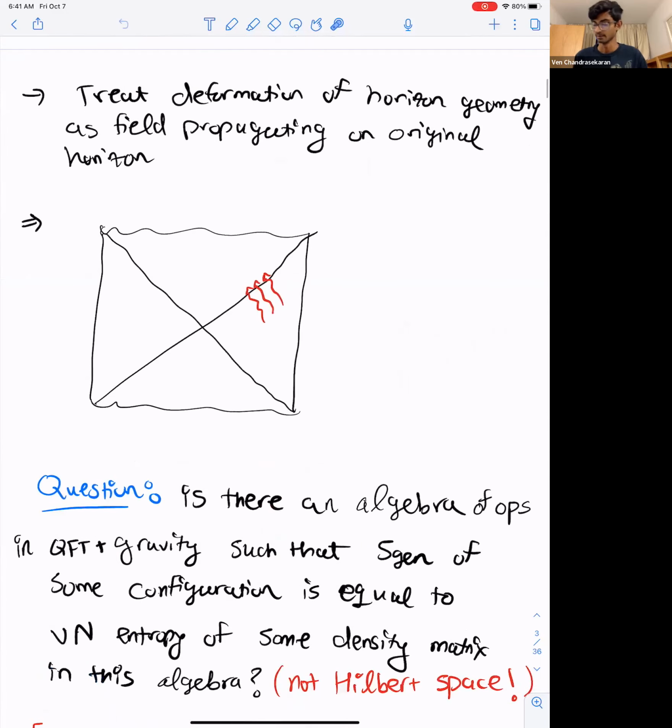Okay, so for this kind of setup, I want to ask the following question. Is there some algebra of operators in quantum field theory coupled to gravity, where I'm really treating gravity dynamically? It's not just quantum field theory on some curved space-time. Gravity is really dynamical. So in that setup, is there some algebra of operators, for example, maybe associated to the causal wedge here, such that if you give me some configuration of matter fields on this geometry, there's some associated state whose von Neumann entropy is the generalized entropy of this perturbed black hole.